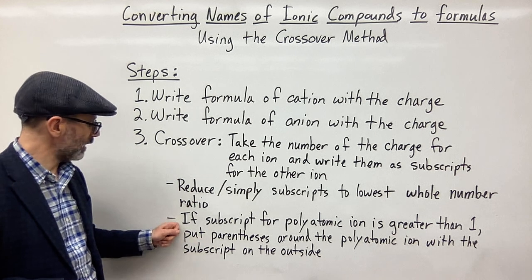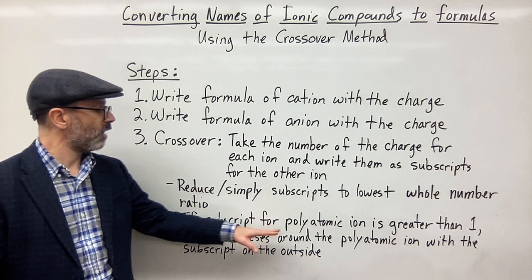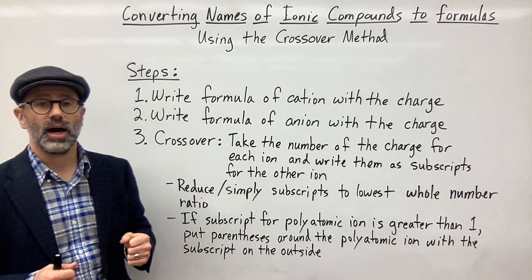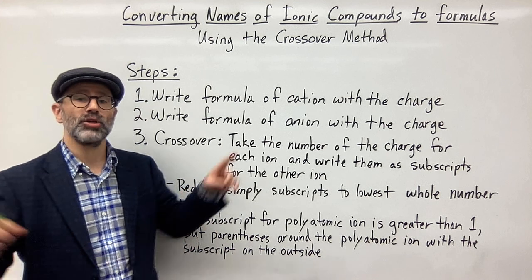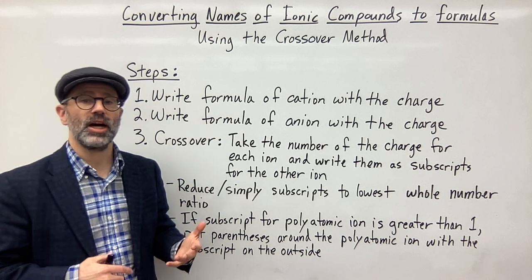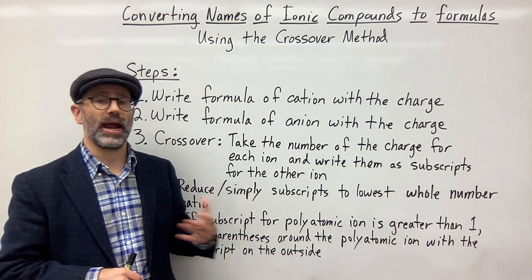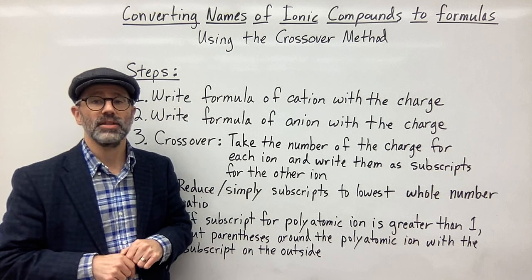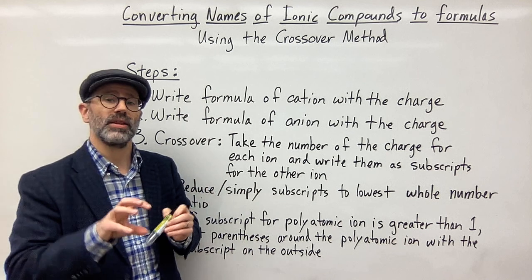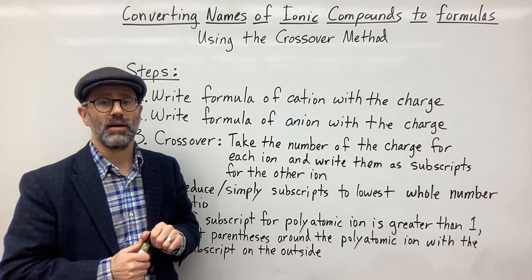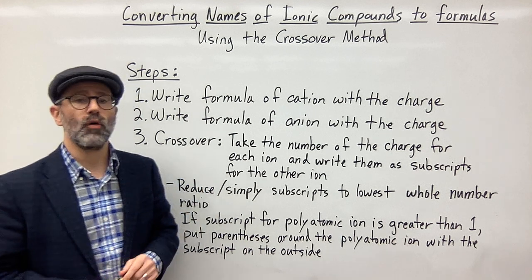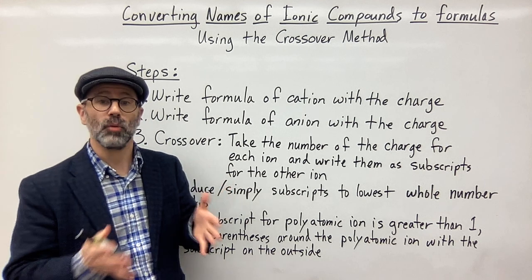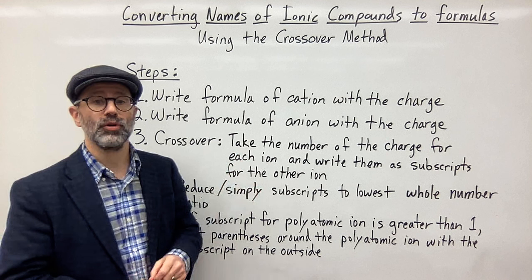And then finally, if you've got a polyatomic ion in your formula, and when you do the crossover method you end up with a subscript that's greater than 1, then you need to put parentheses around the polyatomic ion, and you want the subscript on the outside of that polyatomic ion. Again, I'm going to go over a few examples in just a moment, but I hope this is at least somewhat clear. And then I'm going to just go over a few examples right now.